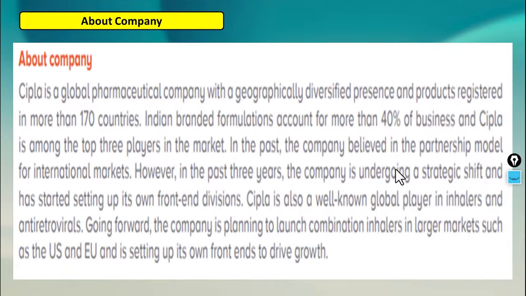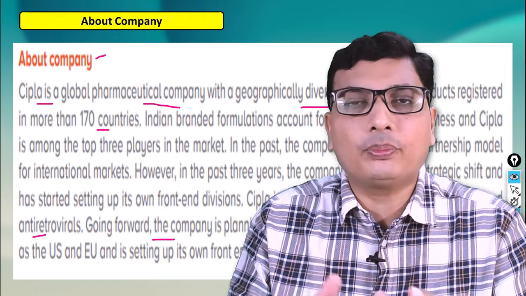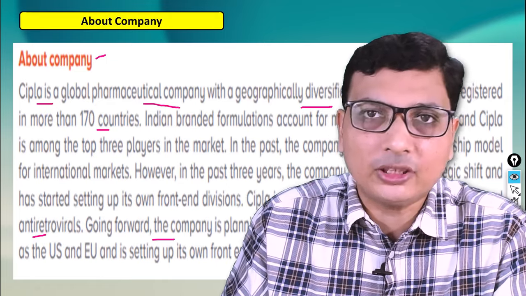Next point is to understand about the company. Whichever research reports you are checking, they'll give you a brief intro about the company. Mostly it will be there at the end or maybe on the second or third page. So here it is like Cipla. What Cipla has done over time, where the expansion is, how many countries they are in, what is their business model, correct? And where they have a strength, like Cipla is well known as a global player in inhalers and antiretroviral drugs. Going forward, what the company is going to do, it will give you a good intro about the company, what the company is doing. That is what you will be able to understand through this section.